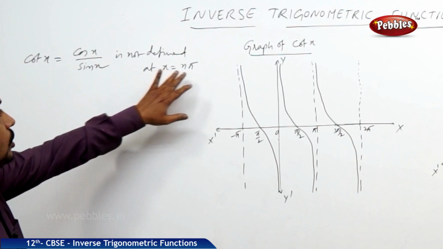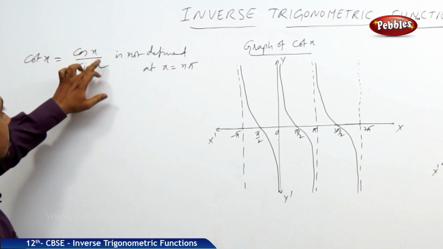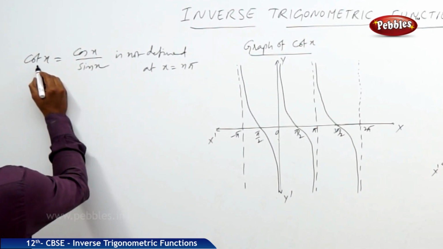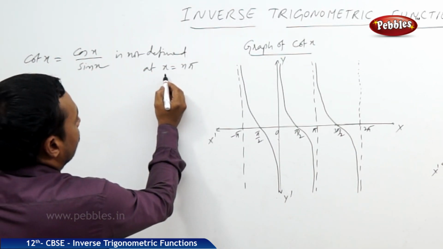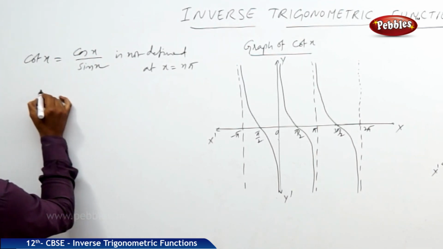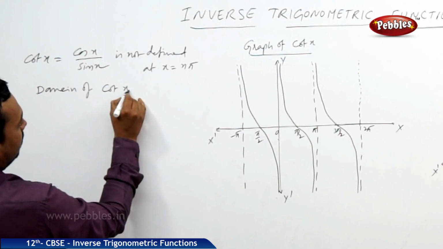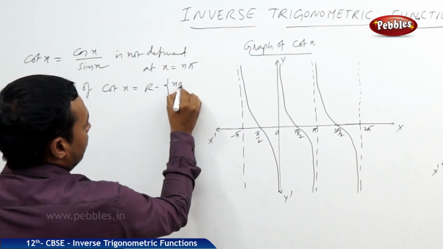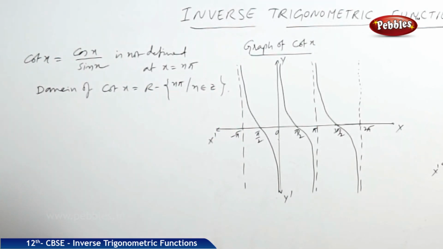Since at x is equal to n pi, sin is 0. When sin is 0, the denominator becomes 0. When the denominator is 0, the function does not exist. Therefore, cot x is defined when x is not equal to n pi. Therefore, the domain of cot x is the set of all real numbers except n pi, where n belongs to Z, the set of integers. Now, what about the range?